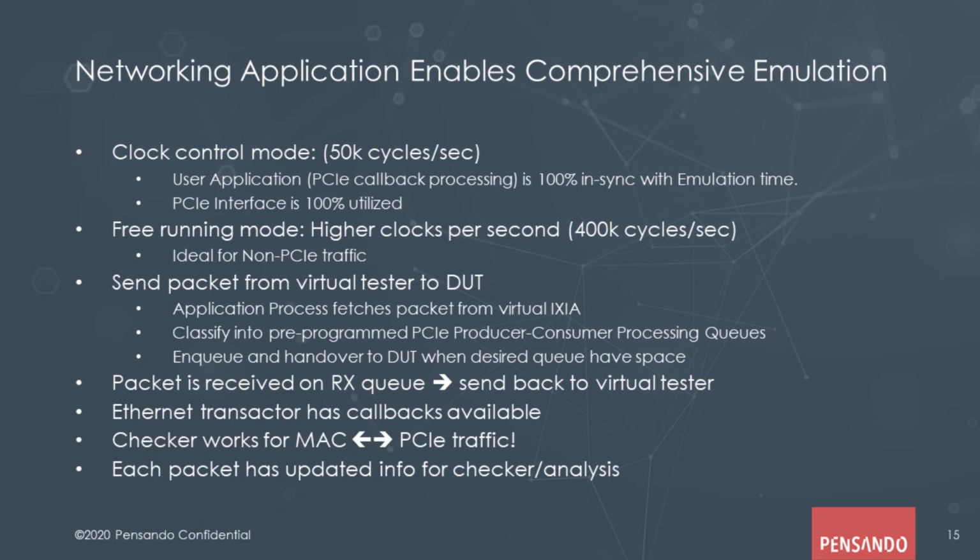In order to send traffic, we use a virtual tester, and on the PCIe side, we create producer-consumer queues. Whenever we receive a packet from IxVerify, we first classify it, because there may be multiple producer-consumer queues. Then we hand it over to the DUT, and it becomes DUT traffic. Then that can come back to Ethernet, and it can also come back to PCIe depending upon how we program the chip. It is highly programmable, so as per programming, it can behave differently. Once it comes back to PCIe, then you do the reverse.